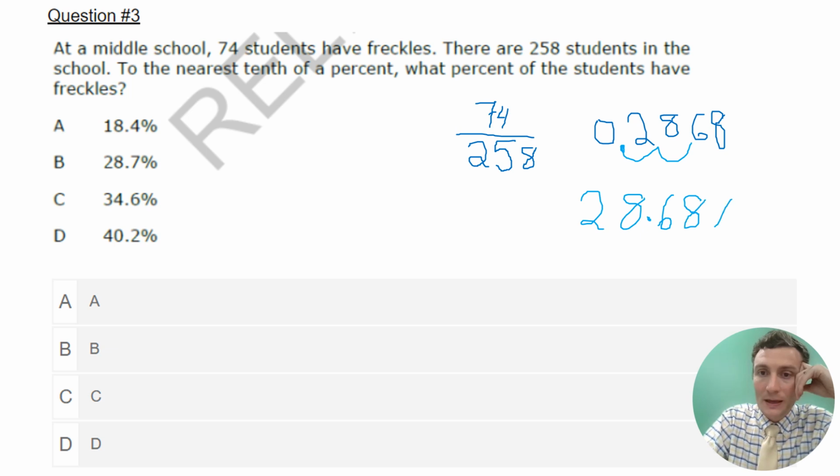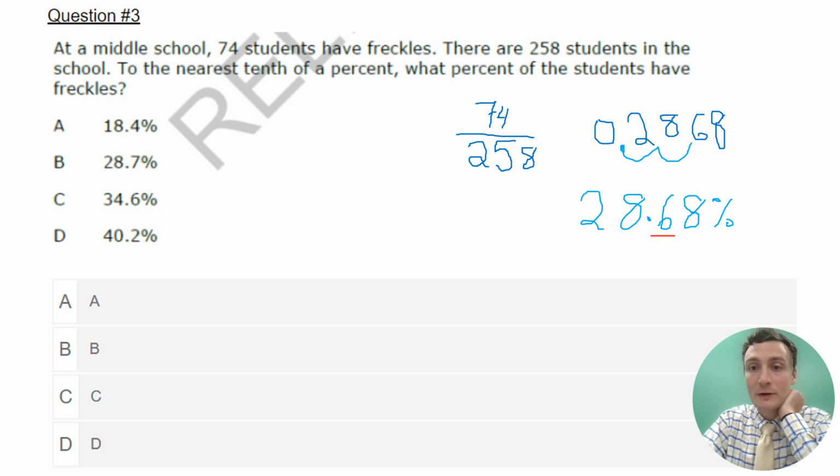28.68%. And that's not it because it's not there. However, we can calculate our answer based on this being multiple choice. These are still good to know how to round. So we will round briefly. I need to round to the nearest tenth.